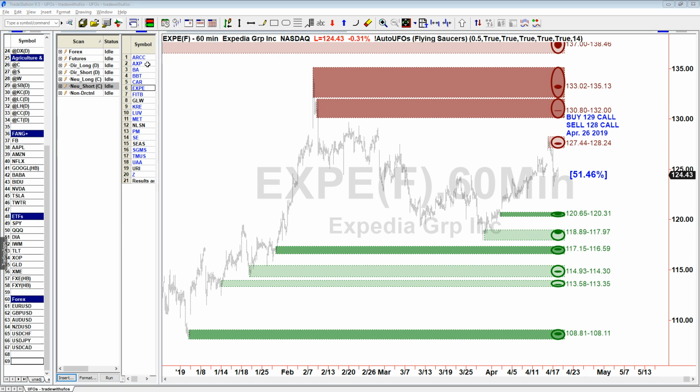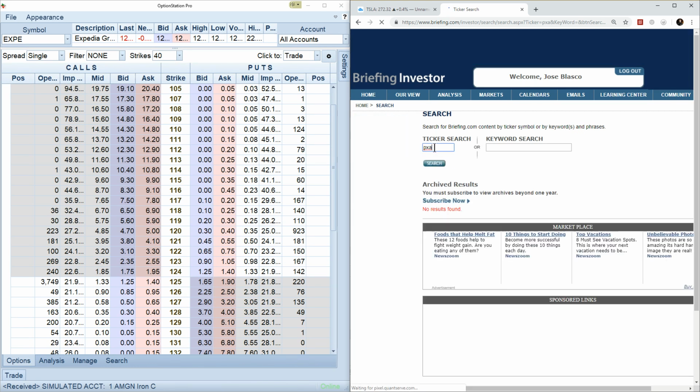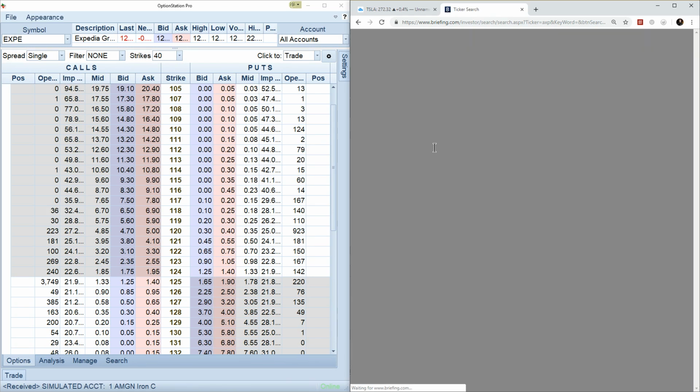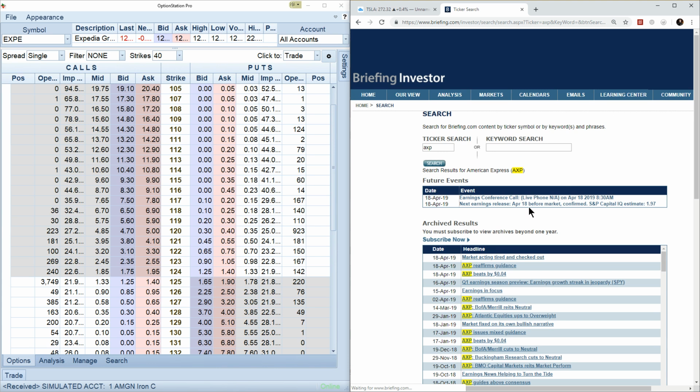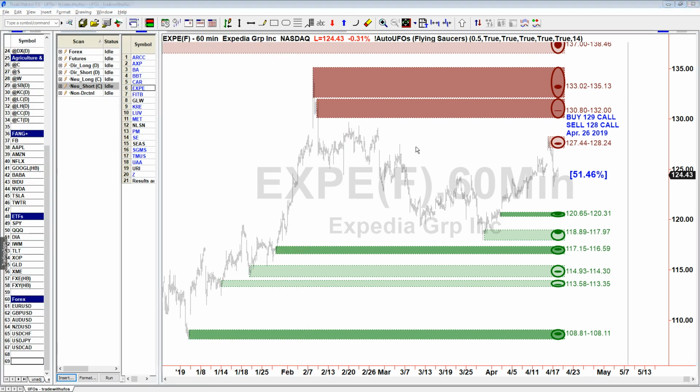So American Express could be another one. AXP, I mean, Expedia is much more liquid than American Express, if I'm not mistaken. But if earnings dates are good, and they're not. Earnings are happening today. Actually, today before the market opens, earnings took place. So we cannot use American Express AXP.